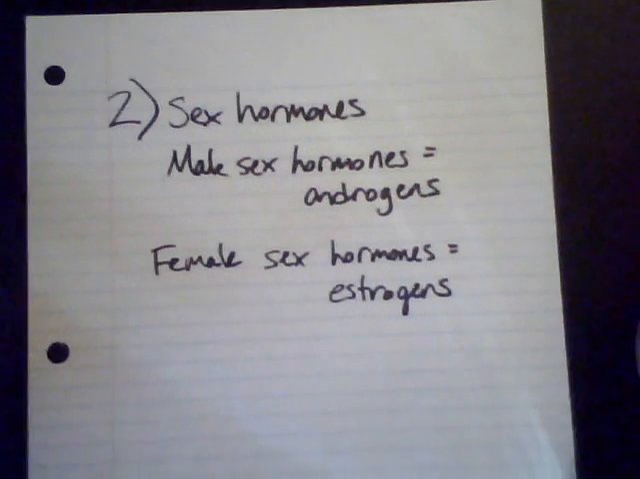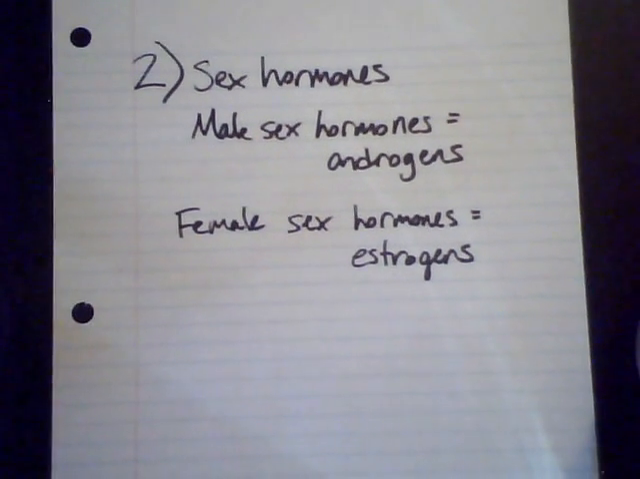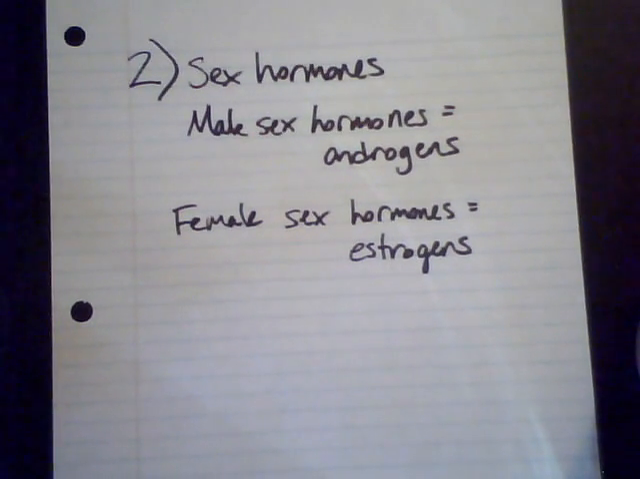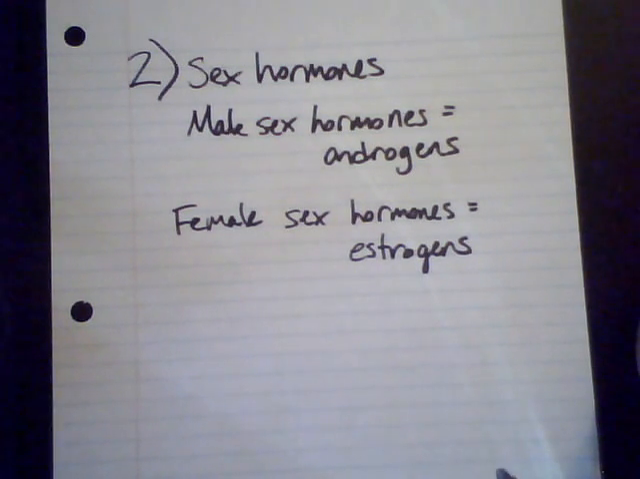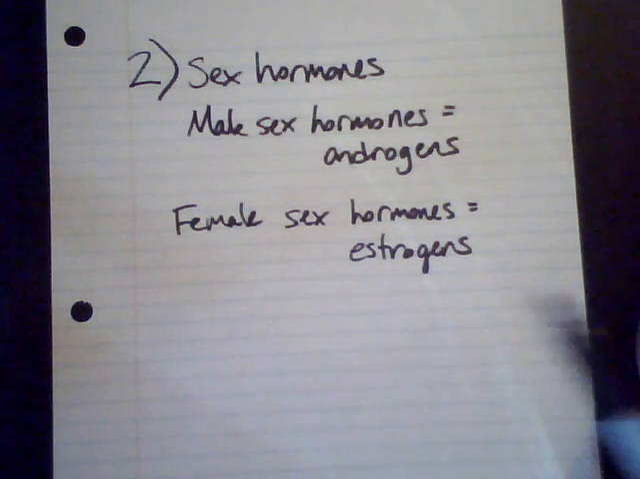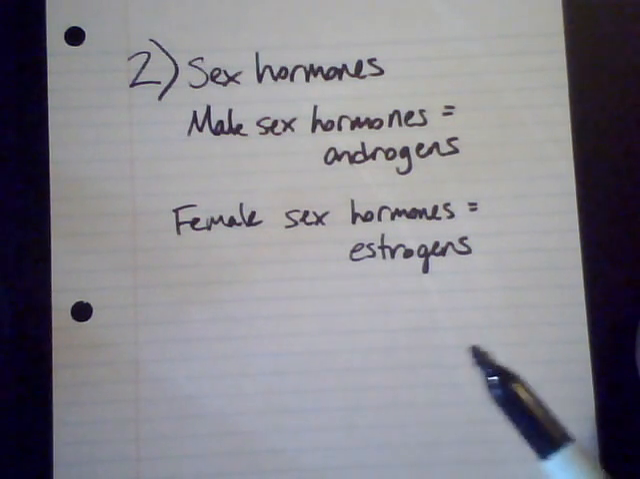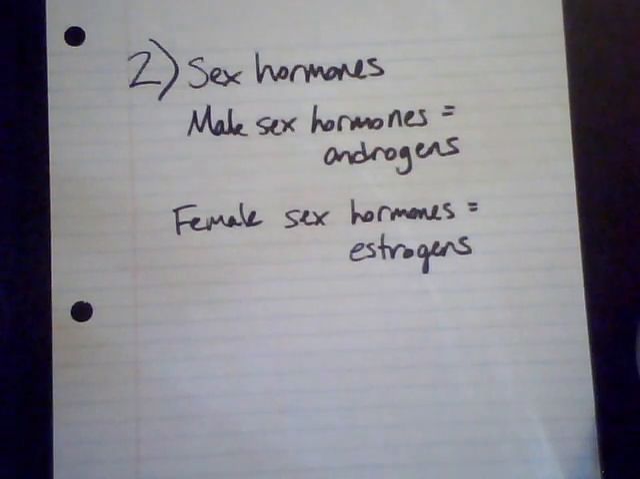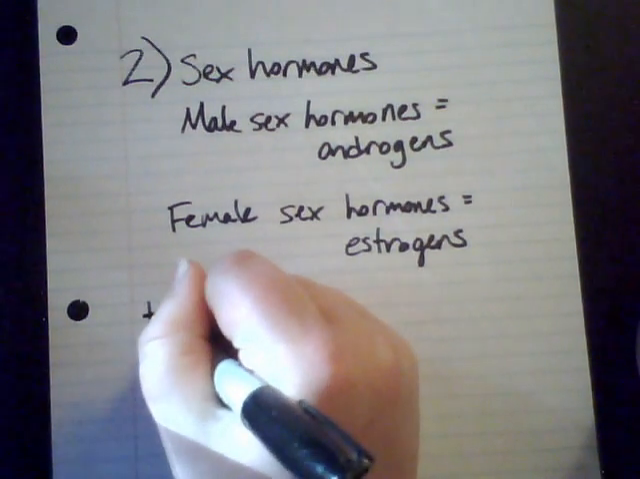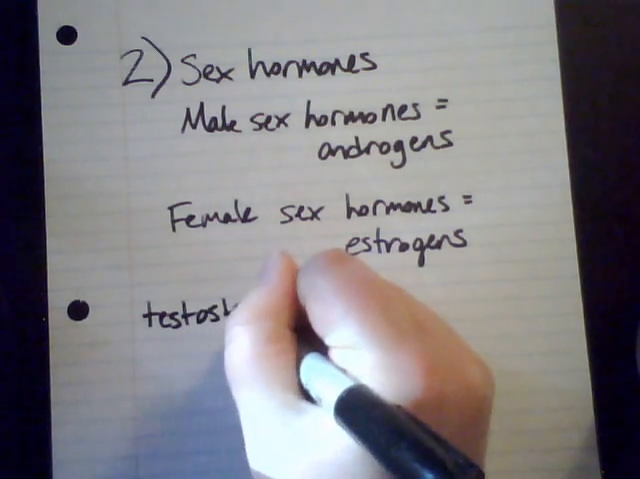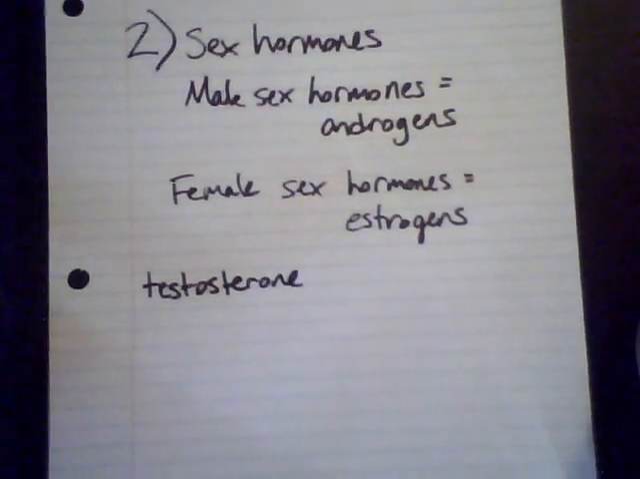So at different points of our life, early on as we're developing, the balance of androgens and estrogens that we have will allow for the different characteristics that we develop over time. And then in puberty as well, when we have an influx of these extra hormones, that allows for some of our secondary sex characteristics. So for example, testosterone is one that we all know.